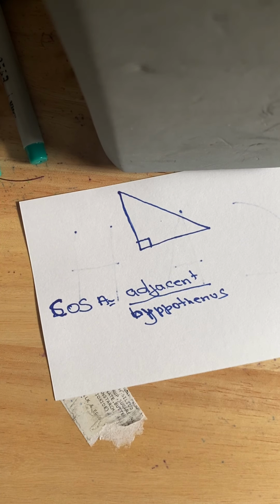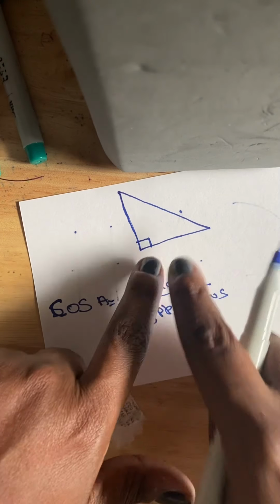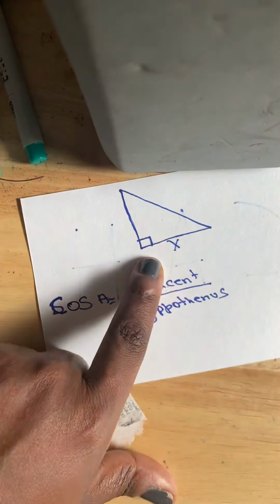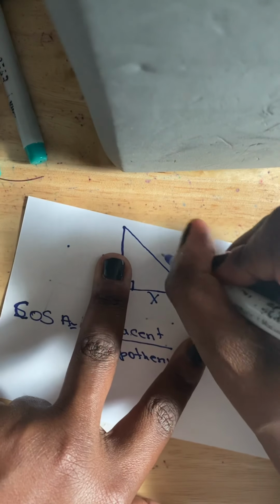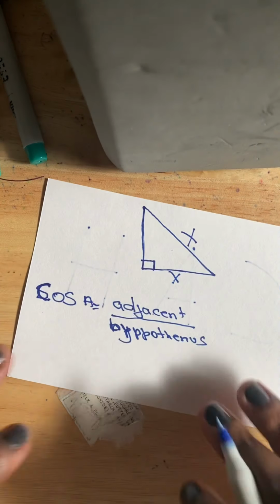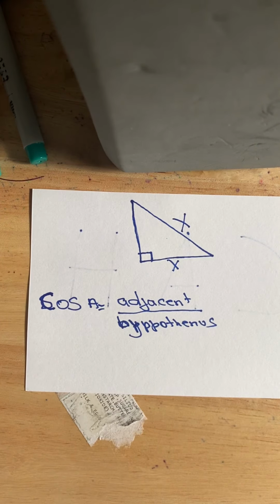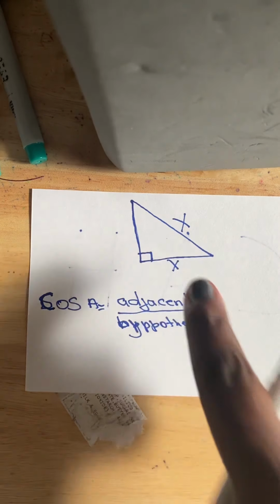All right. So what is the adjacent? What is the hypotenuse? The adjacent side is going to be right at the bottom of the angle. And what is the hypotenuse? It's always the longest side. Think of the cosine as being the x-axis. So it's going to be the bottom side.